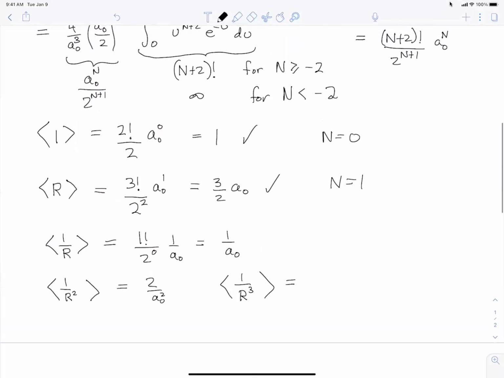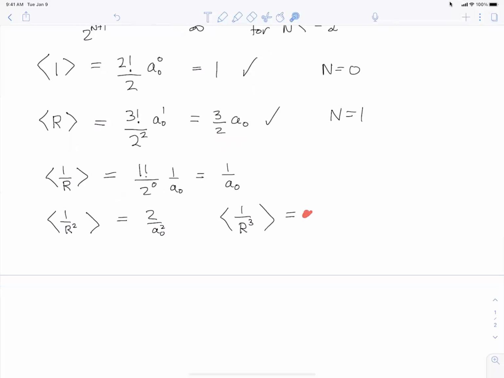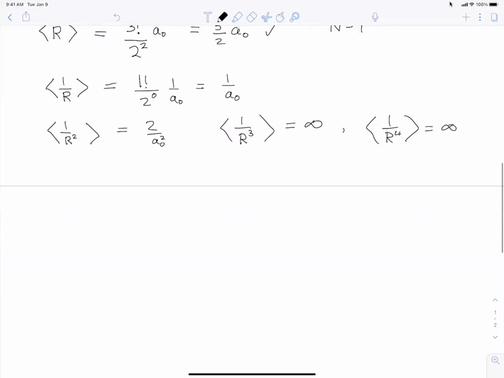So that's where this comes in. If n is too small, then the expectation value is not defined. So this is going to be infinity. And similarly for example, the expectation value of 1 over r to the 4th power, and any larger negative power of r. So those are negative powers.